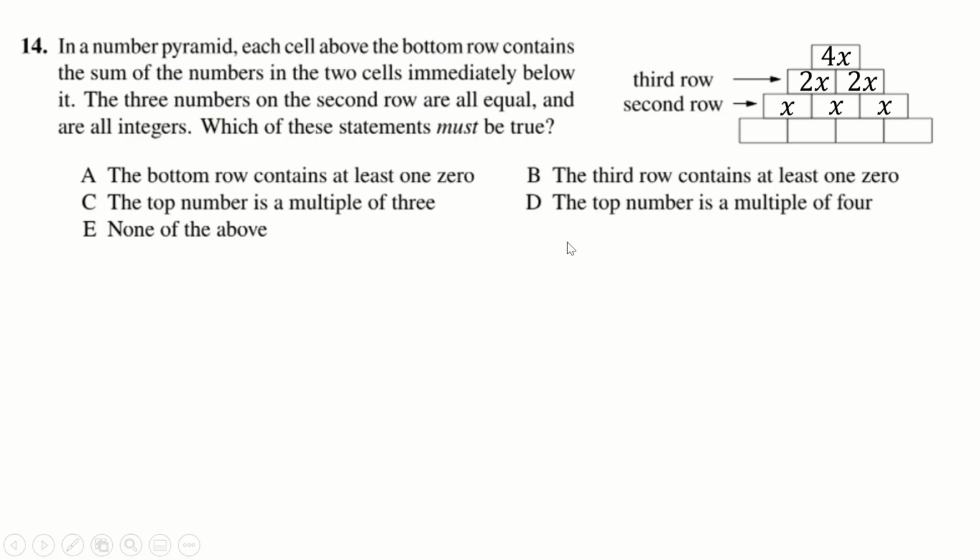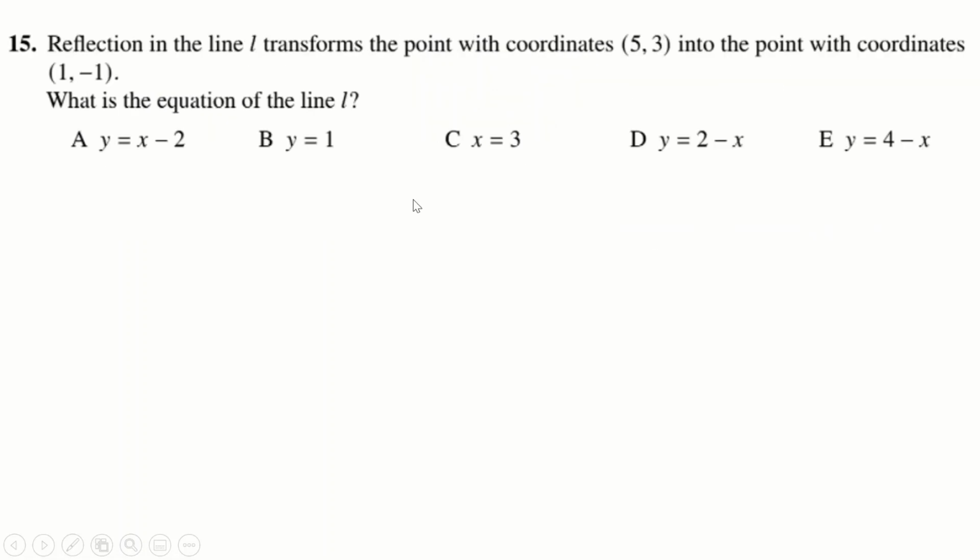And then we look at some rules here, and we see easily, actually, look at D, top number is a multiple of 4. Oh yeah, it's 4 times the integer that you chose at the start. So the answer is going to be D. 15, lovely question this, really, really nice.